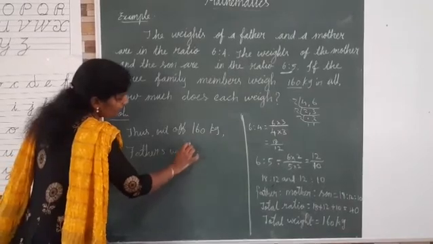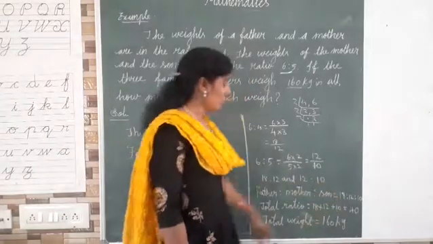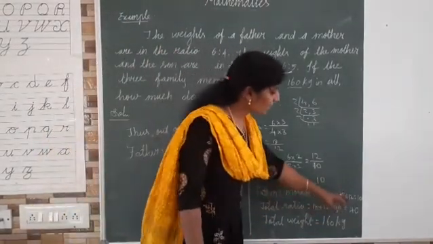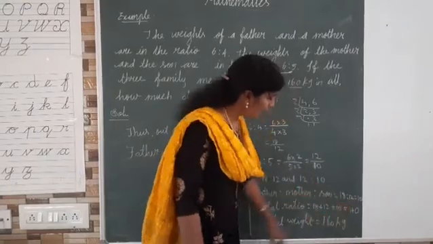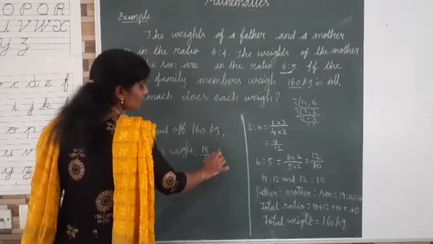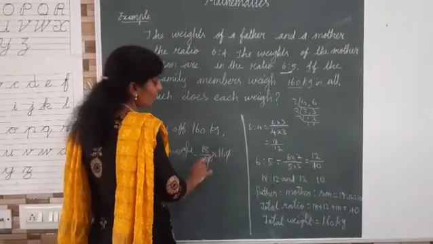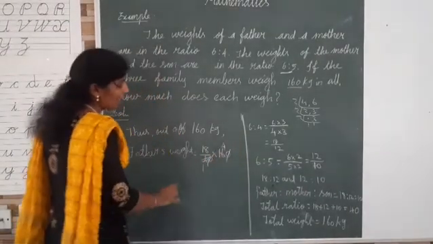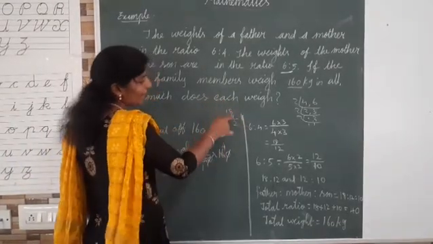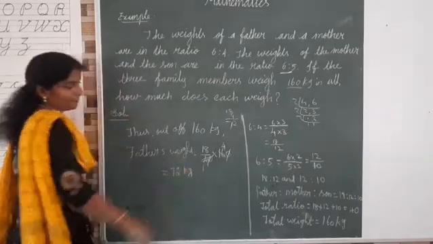Father's weight equal to, what's the father ratio? 18. What is the total ratio? 40. Isn't it? Father weight ratio is 18. Total ratio 40. Then total weight 160. So total ratio into total weight. Okay? 0 0 cancel it. 1 4 is 4. 4 4s are 16. Now 18 into 4 is equal to 72. So father's weight is 72 kg.